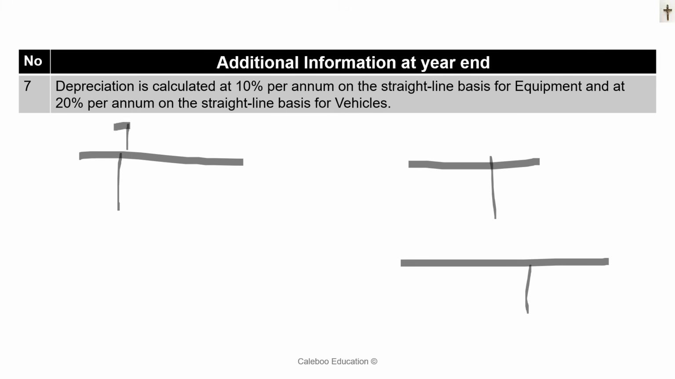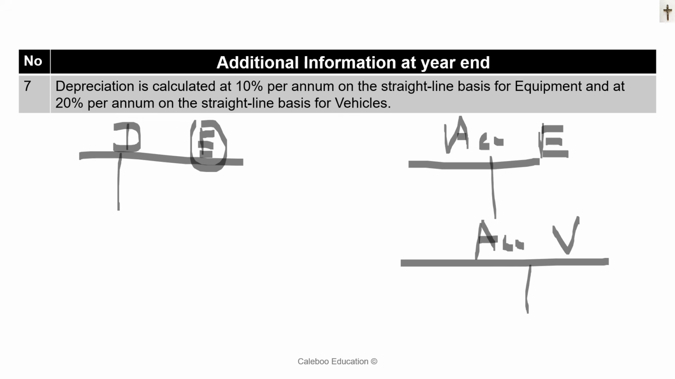Quickly, depreciation is an expense. We've got here accumulated depreciation, let's do it on equipment, and we've got accumulated depreciation on vehicles. I know accumulated depreciation on equipment had a balance of 1,700. It's on the credit side because it's a decrease in the book value, or decrease in the value of equipment and vehicles. That's what accumulated depreciation is.